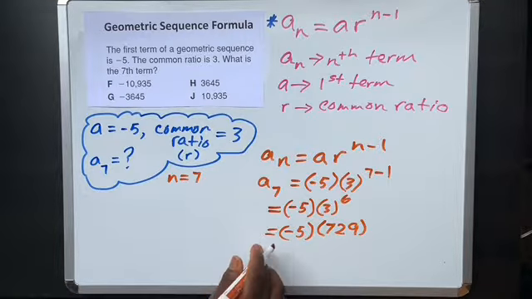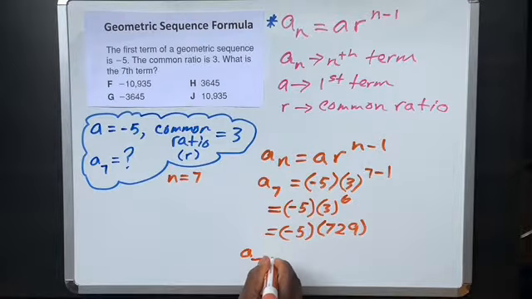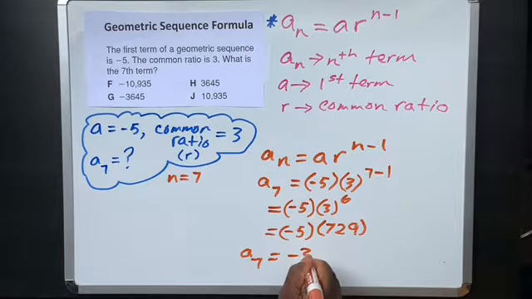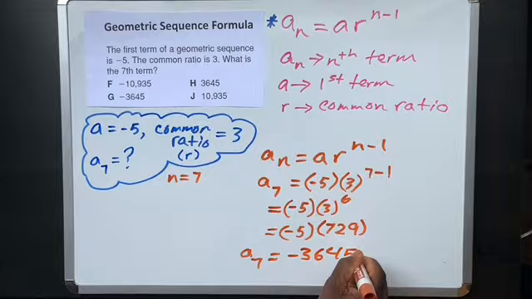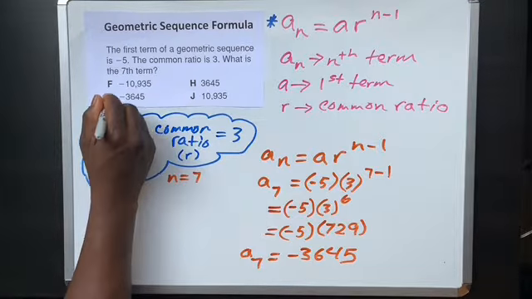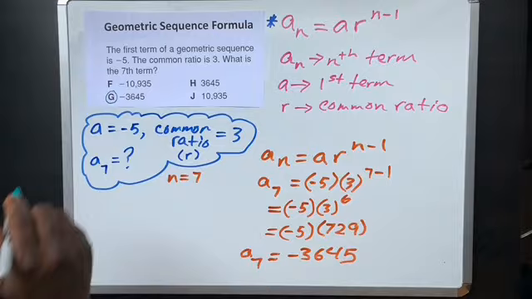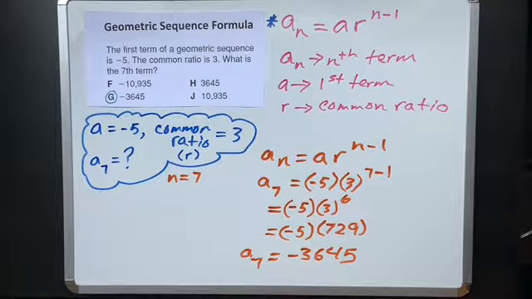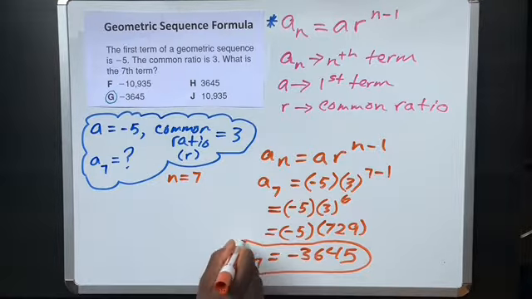All right, so this is our final step. The seventh term, which is what they're asking us for, -5 times 729 gives us -3,645. So let's see if we can find that in the multiple choice. And we do: -3,645. So G is our correct answer, and this is our final answer.